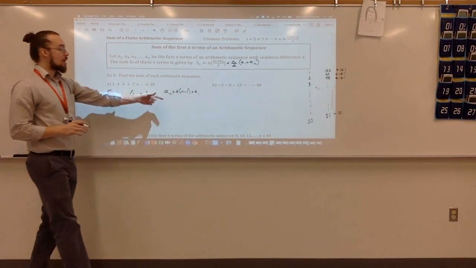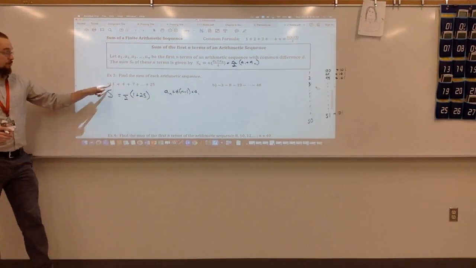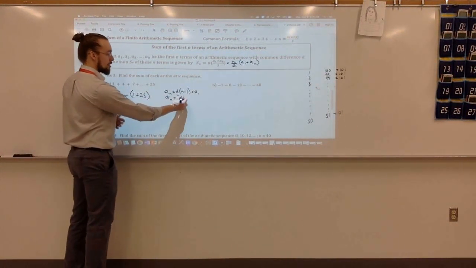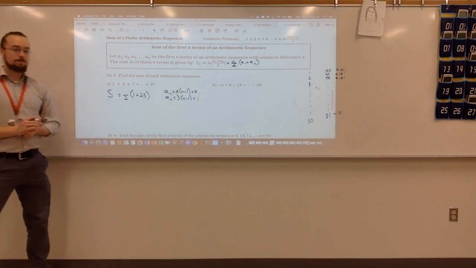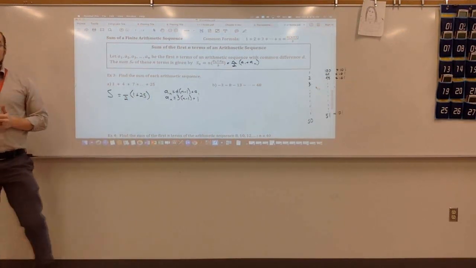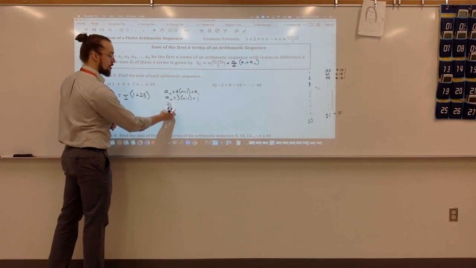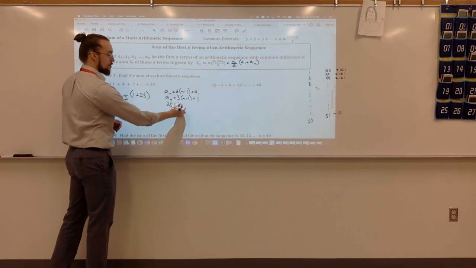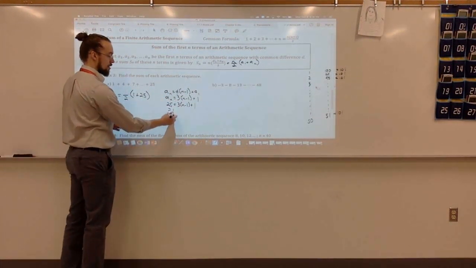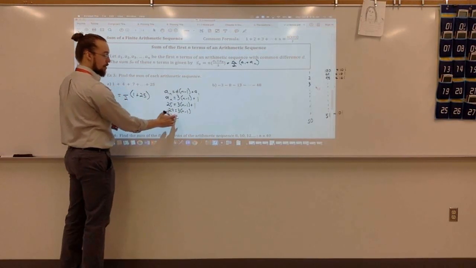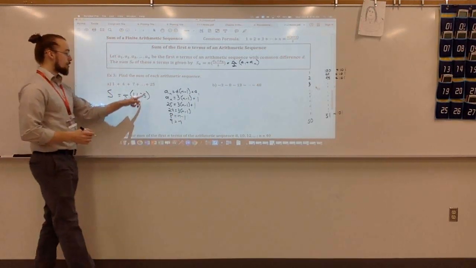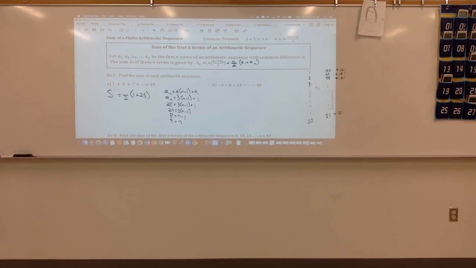In this formula, I can see the common difference. The common difference was 3, and I know the first term. So I can write my rule as a sub n equals 3 times n minus 1 plus 1. I want to figure out which term 25 is. So I'm going to put 25 in here for a sub n, and then solve for n. Subtract 1 over, divide by 3, and then add 1. That tells me that 25 is the 9th term in this sequence.